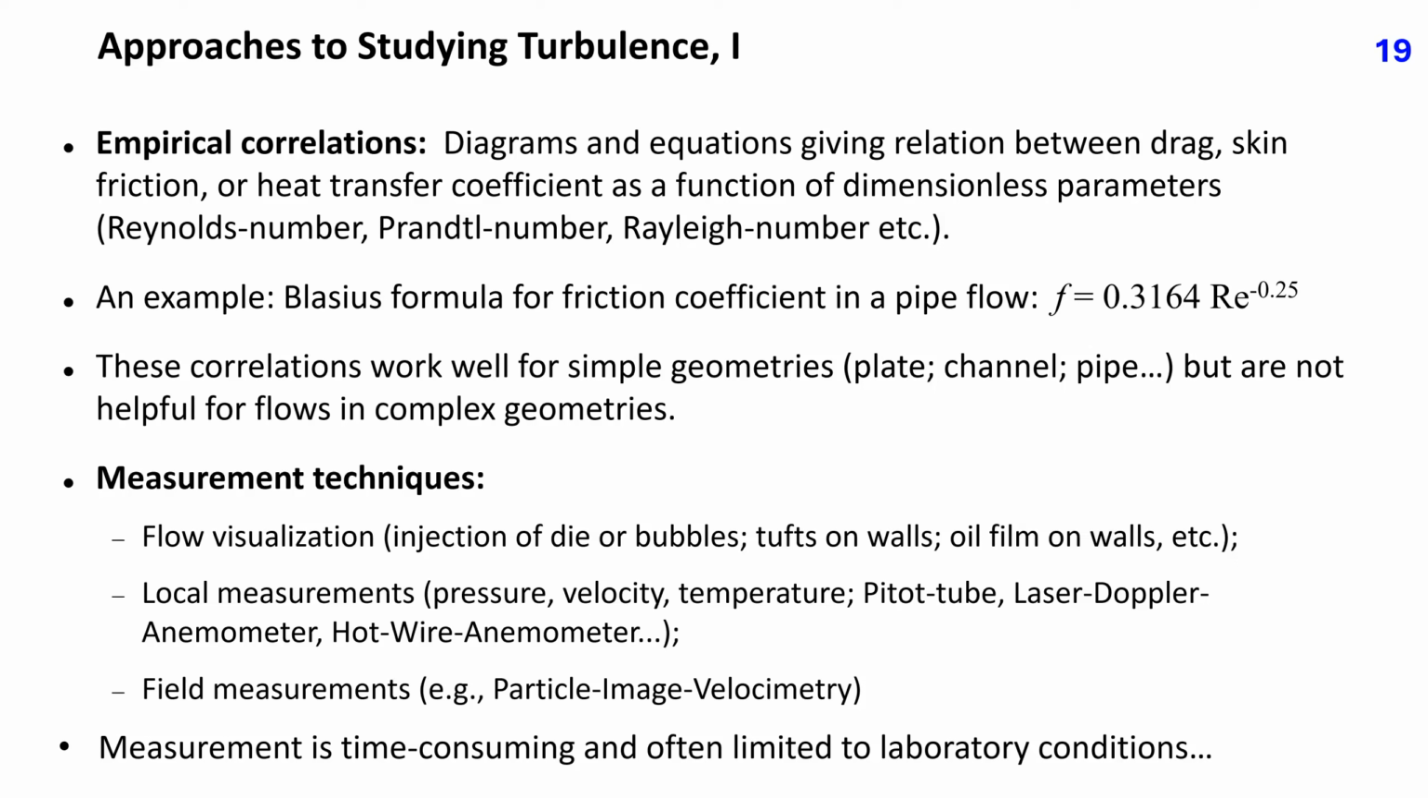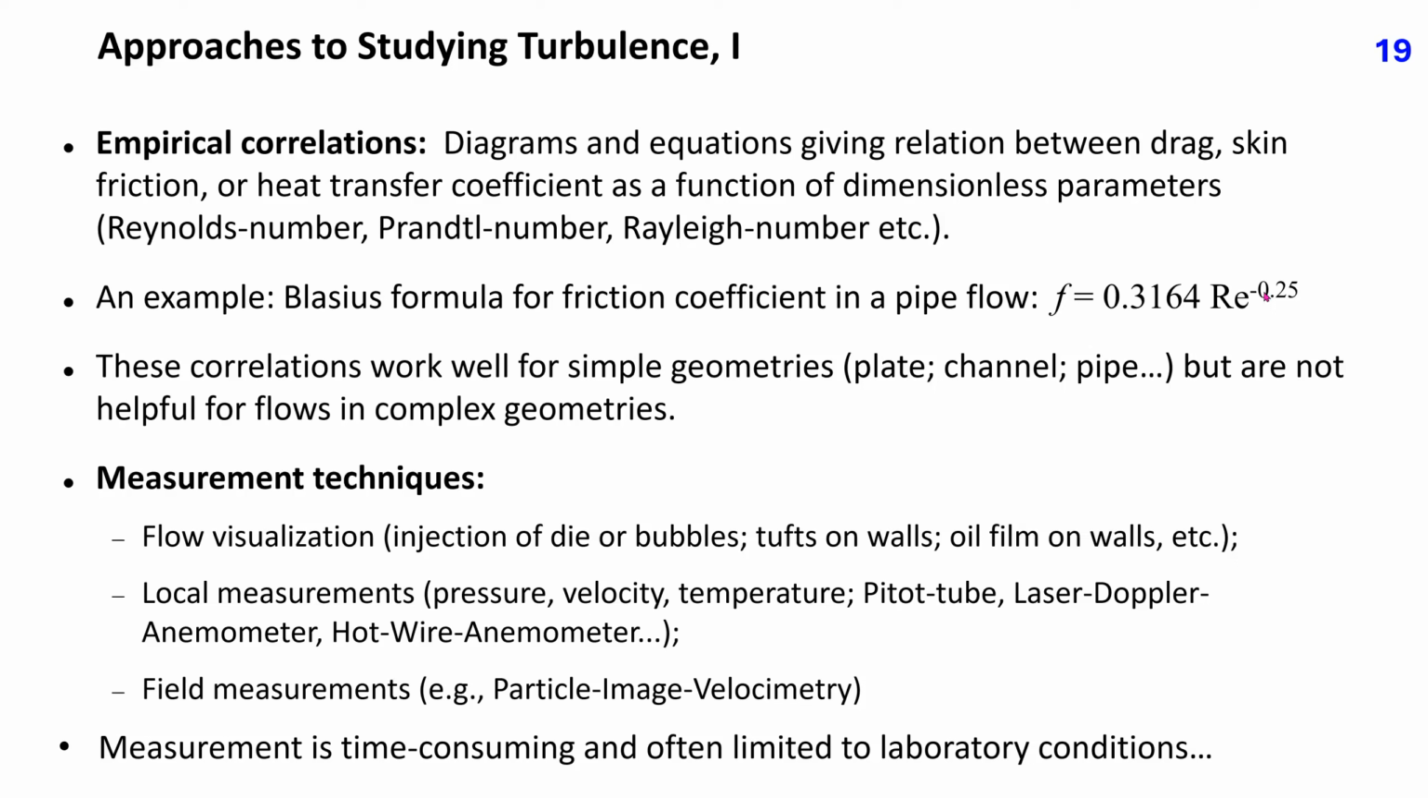Empirical correlations in the form of diagrams or equations have been derived which give relation between drag, skin friction, or heat transfer coefficient and dimensionless parameters like Reynolds number, Prandtl number, Rayleigh number, etc. An example is the Blasius formula for friction coefficient in a pipe, f equals 0.3164 Reynolds number to the power minus 0.25. These correlations work well for simple geometries like flat plates, channels, pipes, etc. However, they are not helpful for flows in complex geometries.